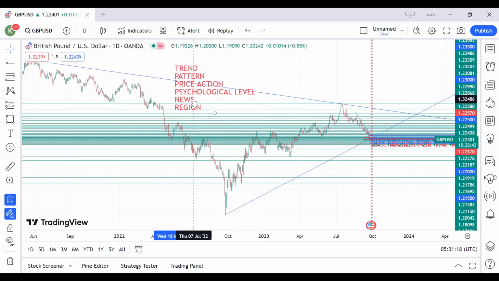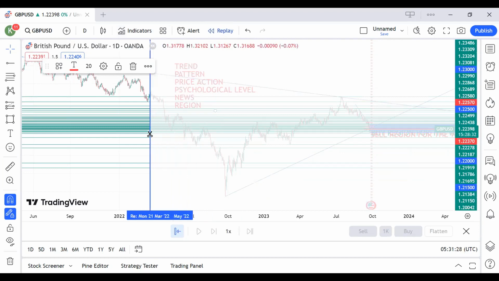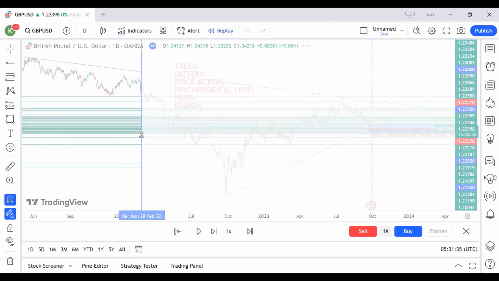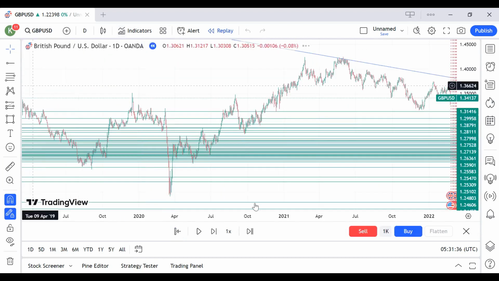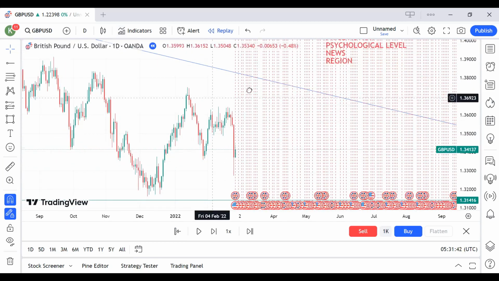keeping my factors close. For those who don't know how to do this, click on replay. It brings out this cursor. Look for the date where you want to start the back testing. Let me start from this Monday. All right, so I've done that now. Then let me go straight to that day and make my entries.